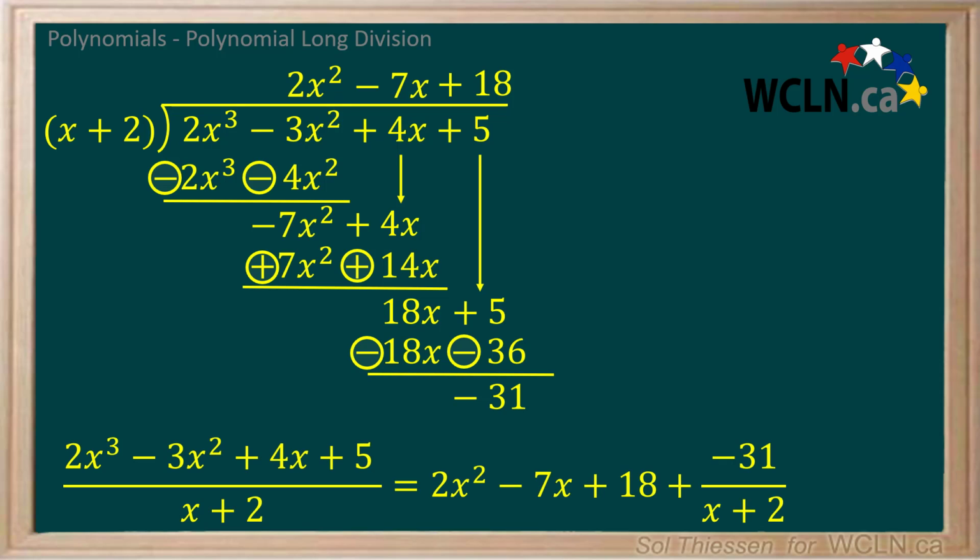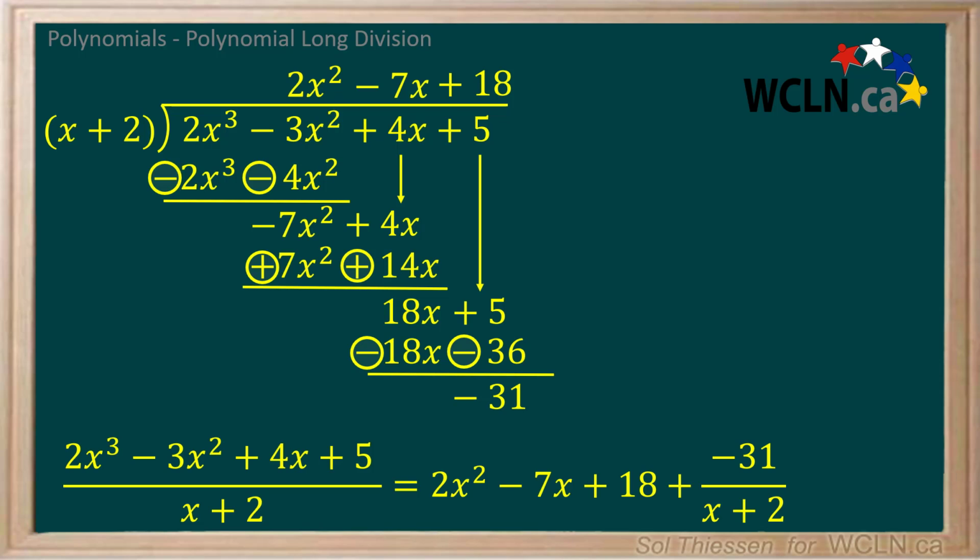To summarize what we've done so far, we have determined that 2x cubed minus 3x squared plus 4x plus 5 divided by x plus 2 is equal to the quotient that we have from above our long division sign, 2x squared minus 7x plus 18, plus some remainder, which we've determined is negative 31, and of course that is still being divided by our original divisor, x plus 2.